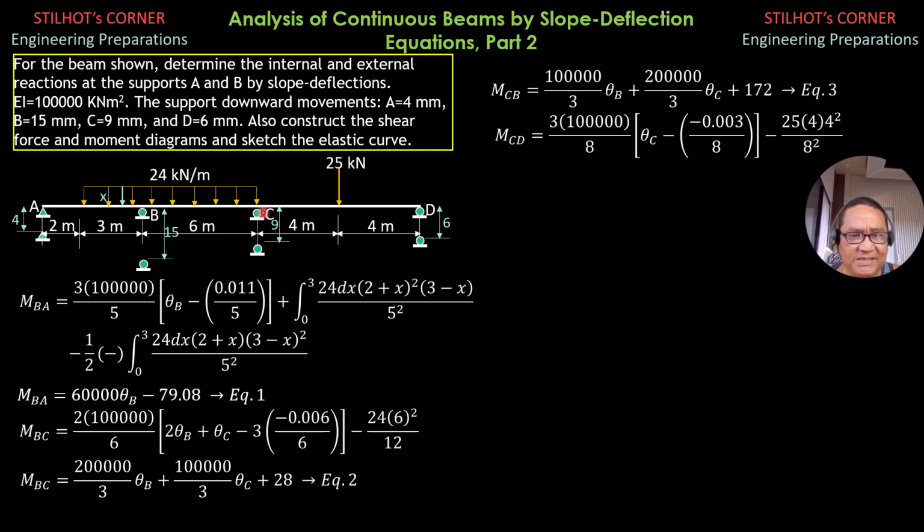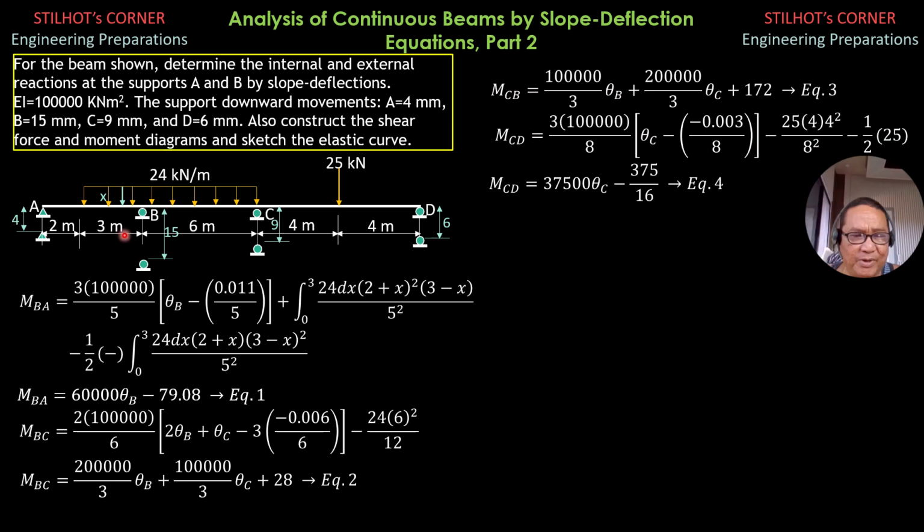Then fixed moment CD is negative 25 4 square over 8 square, minus 1 half of the fixed moment DC, which is positive of 25. 25 4 cube over 8 square is negative 25. Fixed moment at D is positive of 25 by symmetry, and we multiply 1 half. So negative 1 half fixed moment DC. That's the formula. So simplifying, MCD equals 37500 theta C minus 376 over 16, equation 4.